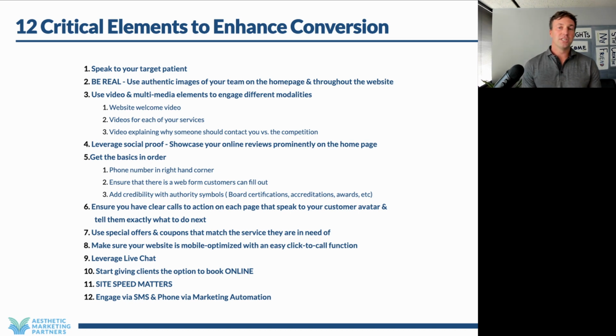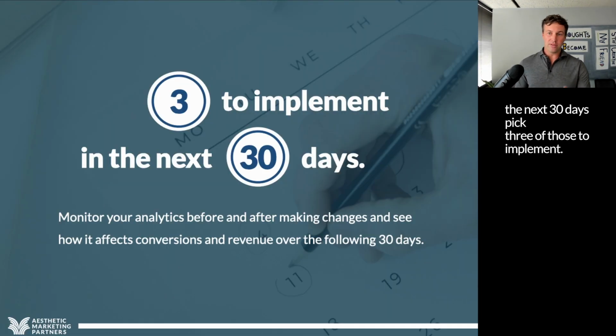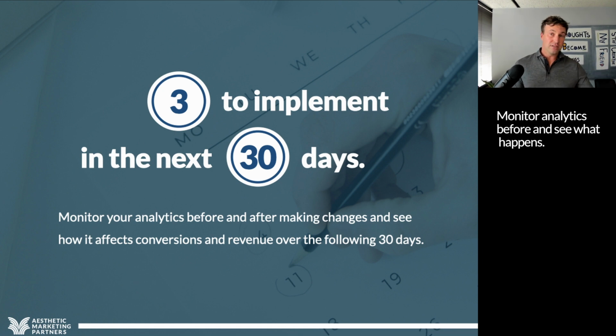So my suggestion, in the next 30 days, pick 3 of those to implement. Monitor analytics before and see what happens. See what it did for you. You should have analytics set up in Google Analytics or some similar program, and you can see how much traffic comes into your website. But then based on the traffic, look at your conversion rate. Now ideally your conversion needs to be set up on click to dial phone numbers, web forms, requests for directions, or if you have the ability to buy products such as skincare products, that sort of thing, that should be a conversion point as well.